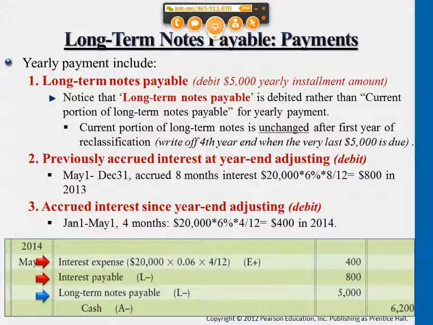So whenever it reaches May 1st, 2015, you will still have this entry: interest expense, interest payable, long-term notes, cash. When it reaches the very last year, the only difference is that the current portion, the part that we reclassified, will be debited in the very last year.